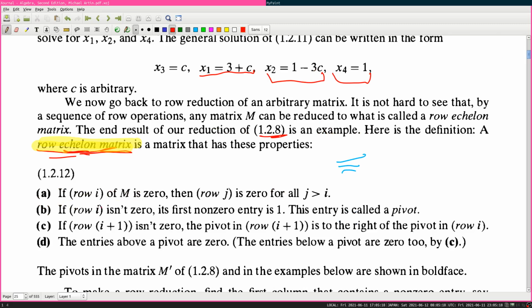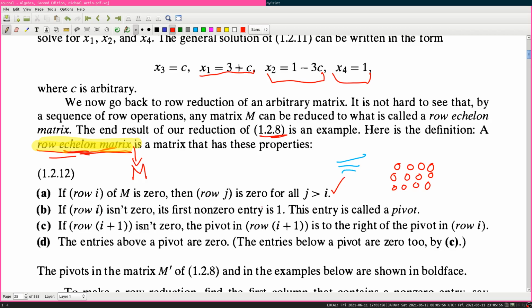A row echelon matrix M is a matrix that has these properties. If row i of M is 0, then row j is 0 for all j greater than i. So in particular, if you have a row of zeros somewhere in the matrix, in order for it to be in row echelon form, all of the subsequent rows also have to be all 0. That's what that means.